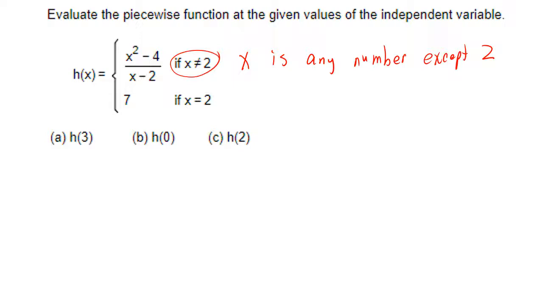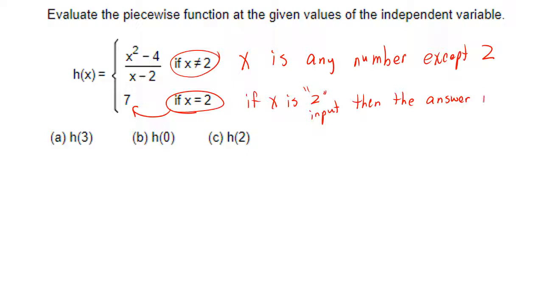That's the top part. However, if you do have x equals 2, then your answer is automatically 7. So if x is the value 2 in the input, remember x is domain or input, then the answer here is automatically 7, because 7 is written out to the side. Now, working part A, my input is 3, so I would have to use the first part of my function. I would substitute in 3 squared minus 4 over 3 minus 2. That's going to be my h of 3.